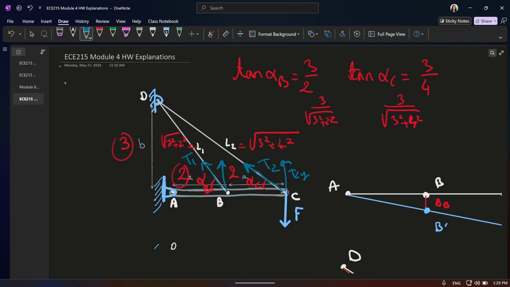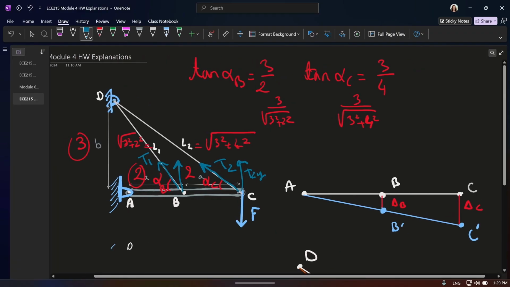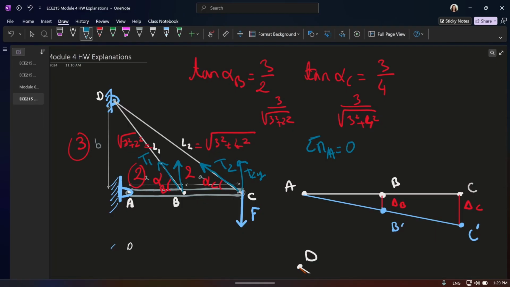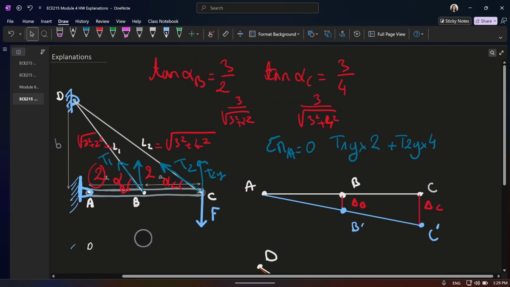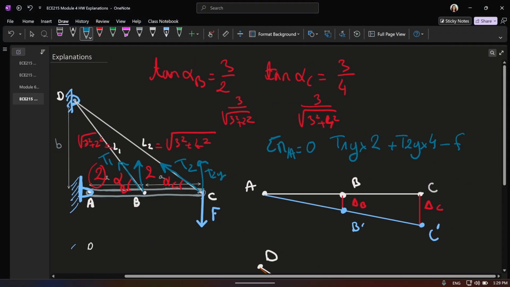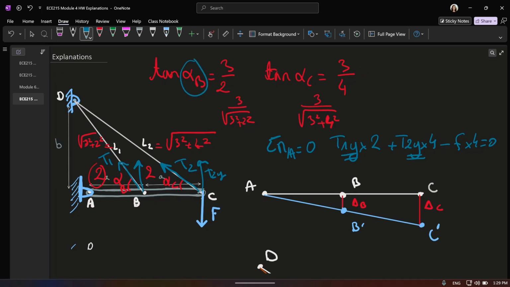So this is the clue to find the first equation, which will be the sum of the moments about A equal 0. That will give you T1Y times the distance 2, and it's going up, so it's plus T2Y times the distance 4, and minus the force F times the distance 4 equals 0. So that will be your first equation. And again, to find T1Y and T2Y, use either angle alpha B or this complement on the Y, or alpha C and this complement on the Y for T2Y. Okay, so that's for your first steps.